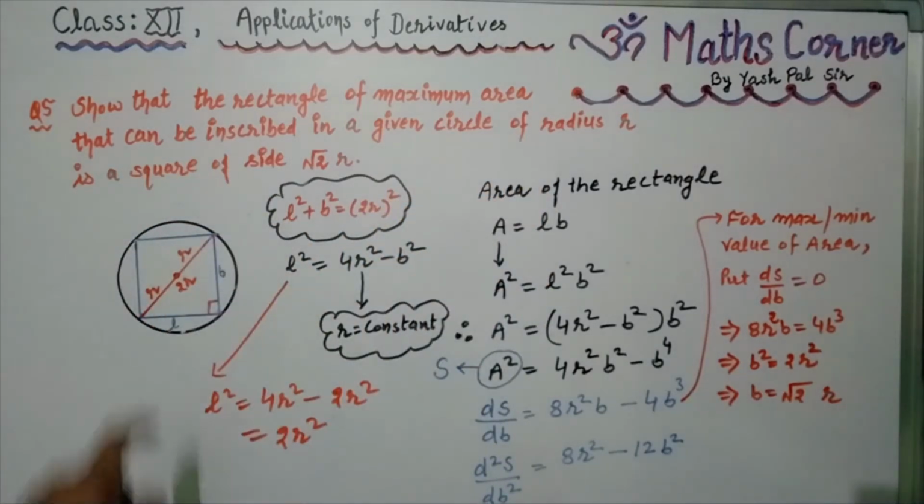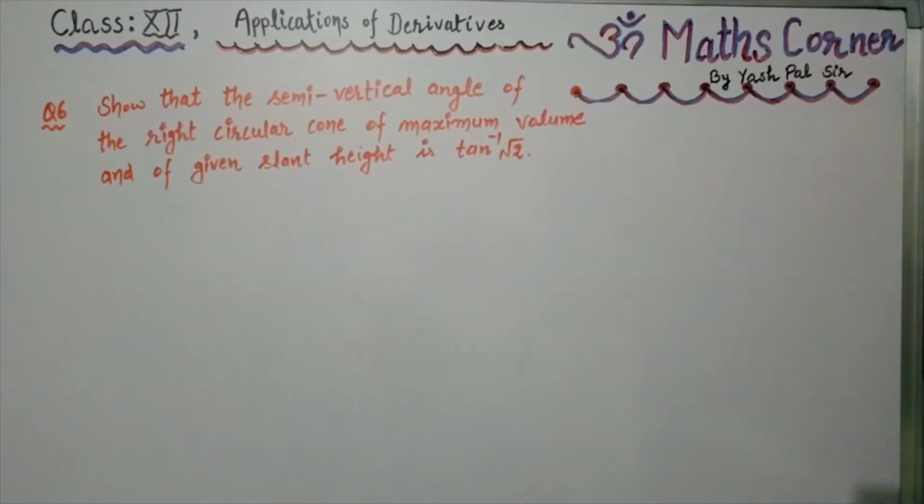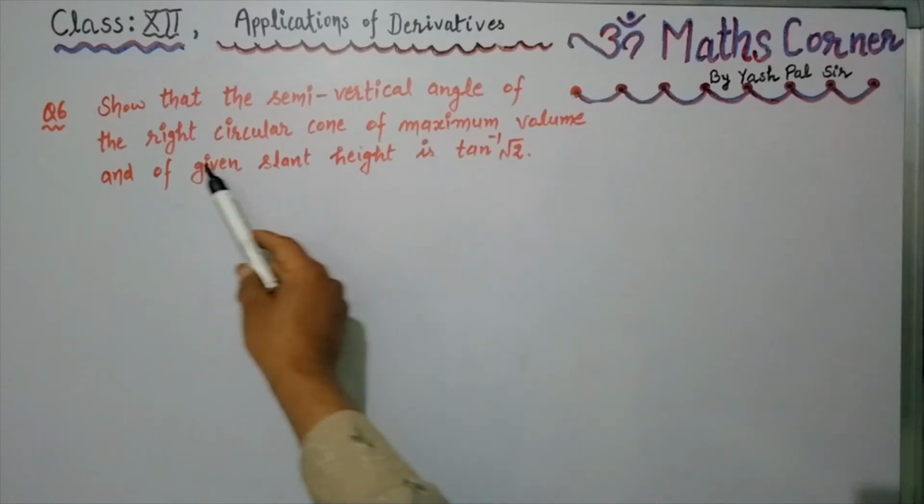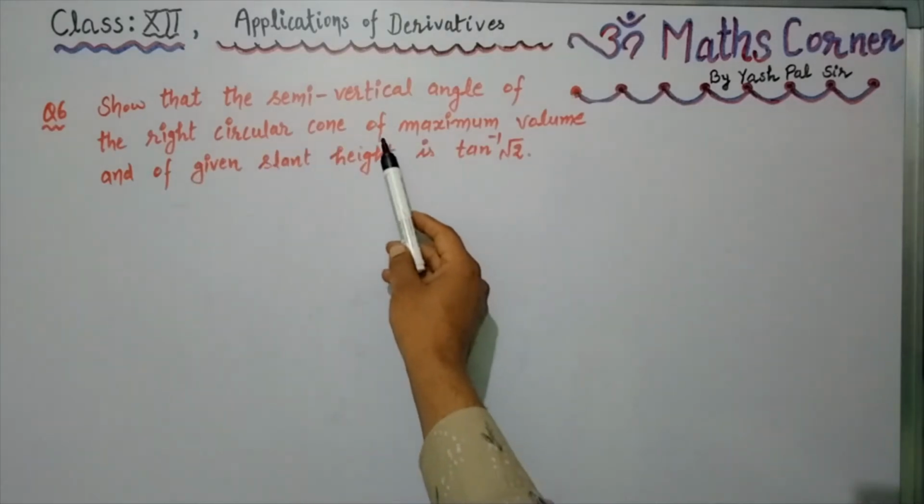So this was the question. Show that the rectangle of maximum area that can be inscribed in a given circle of radius r is a square of side square root 2r. Of course, we have solved the question. This is a square. Now next question.